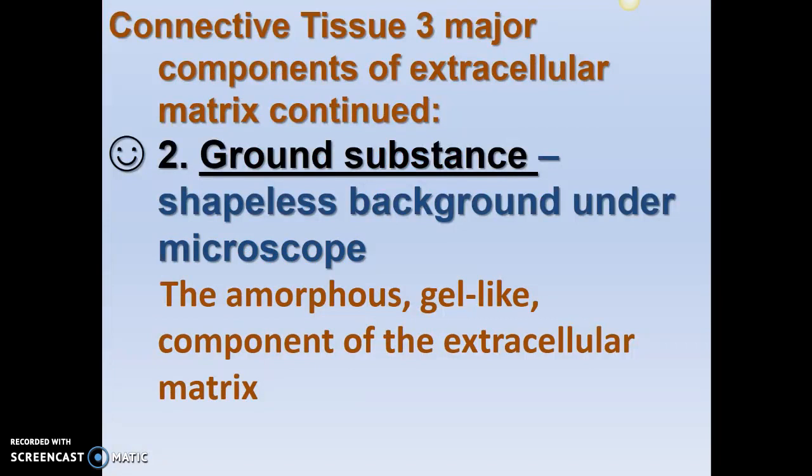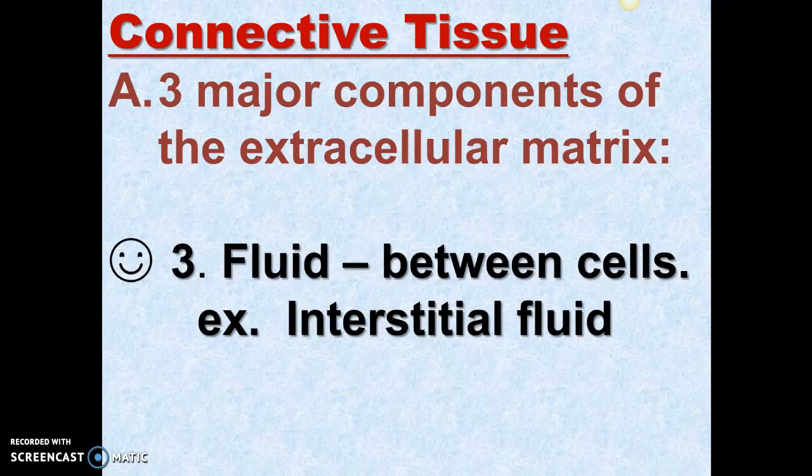Second main type of extracellular matrix, stuff outside the cells, is called ground substance. It's basically amorphous or shapeless. They're synonyms for each other. And it's just a material outside that's jelly-like and fills up the area. And the third type is fluid. You have a lot of fluid between the blood, very little, if any, in bones. So blood has a lot of fluid between the cells.